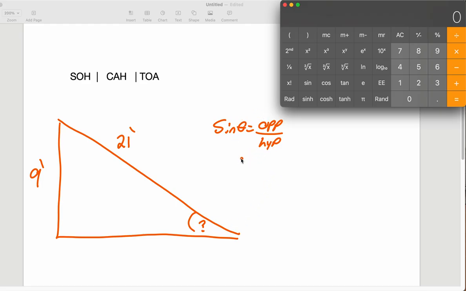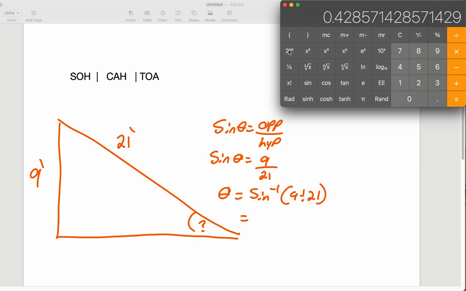And so sine of our angle is equal to 9 over 21. And our angle is equal to sine inverse of 9 divided by 21. Okay, so 9 divided by 21 equals, and I'm going to go second sine, and the angle there is 25.38 degrees.